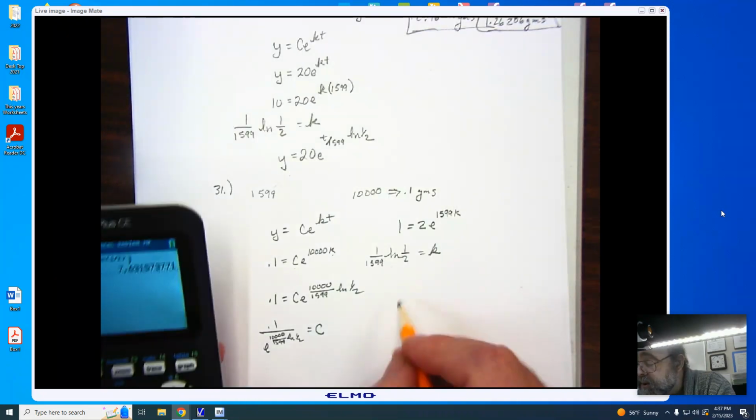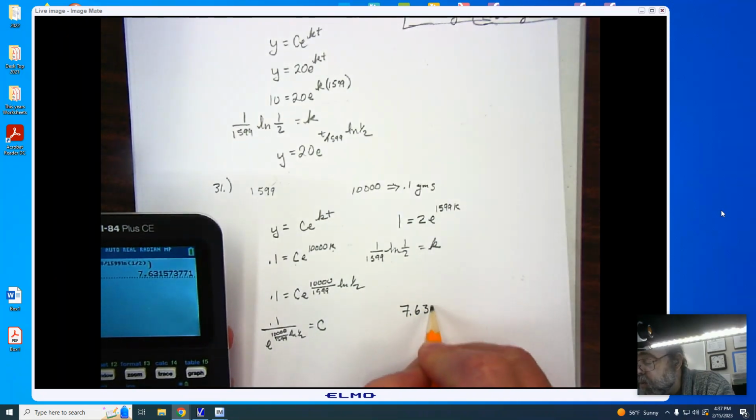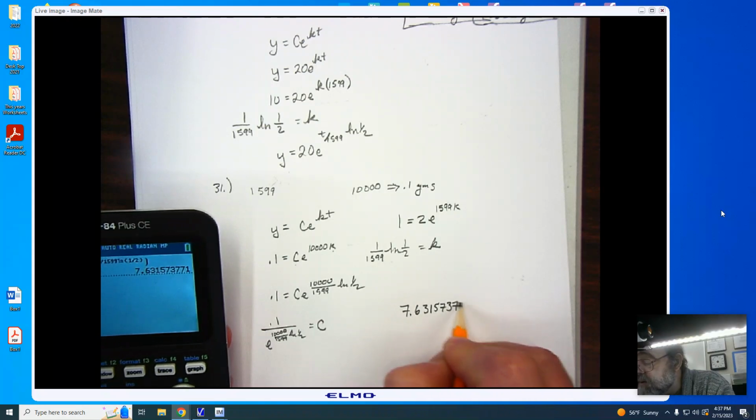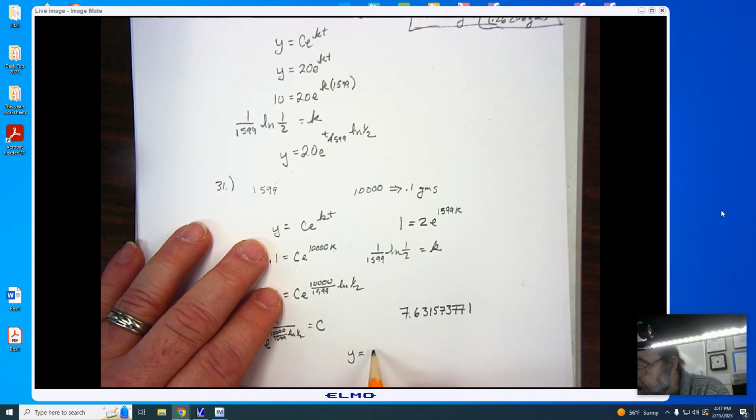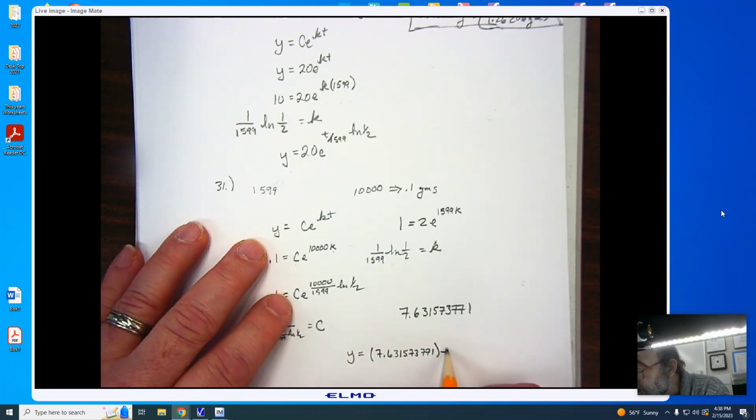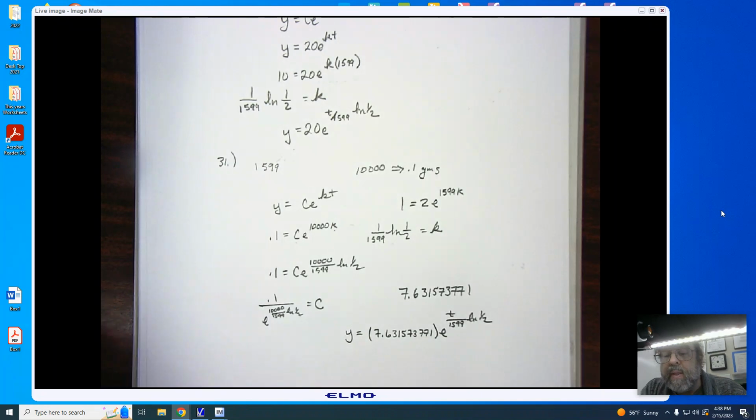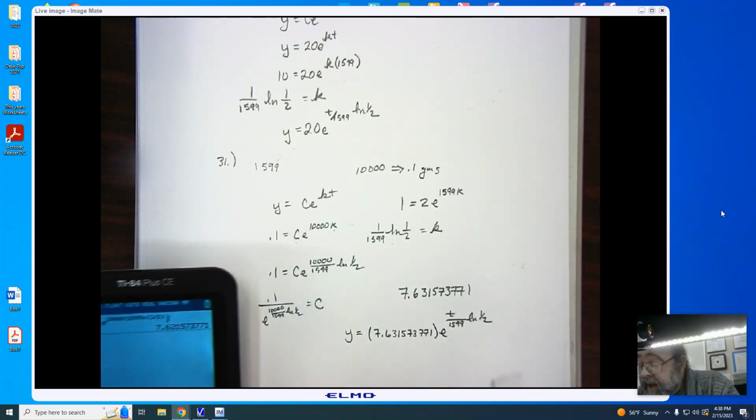And I end up getting my constant is 7.631573771. So I now know that I have y equal to 7.631573771 times e to the t divided by 1,599 natural log of 1/2. Now I can plug in 1,000 and I can plug in 0, and that will give me my initial quantity, which I already have.